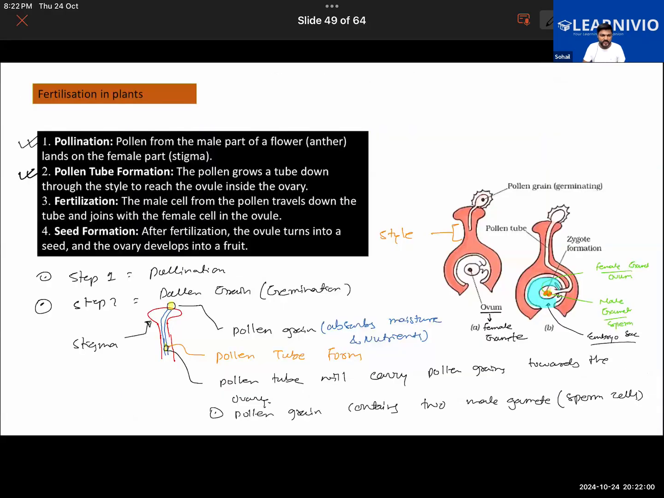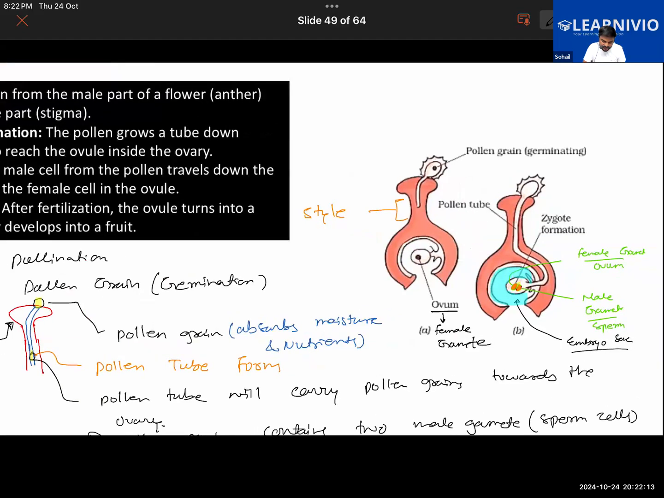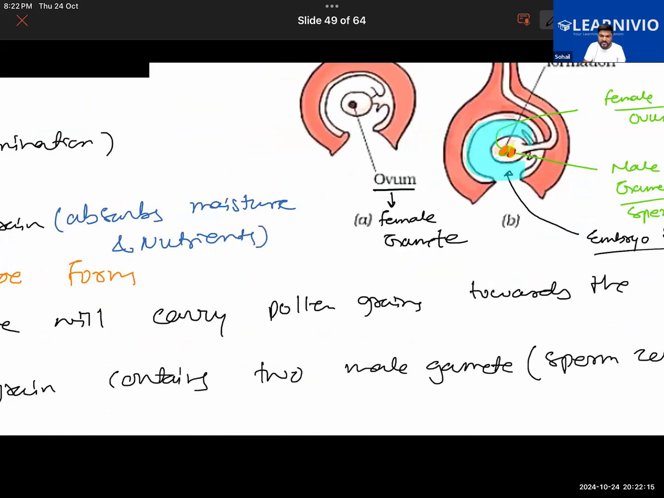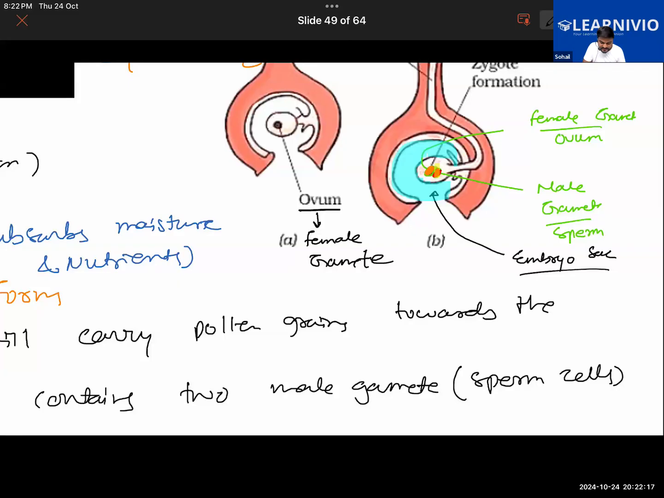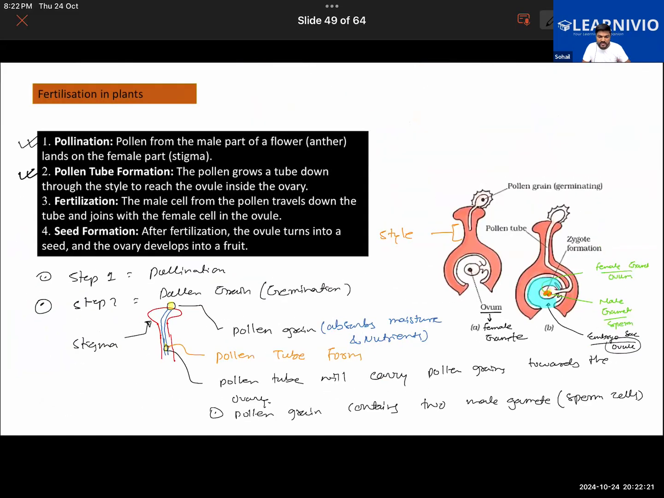Fatima and Razan, both of you understood the process of fertilization in plants, how it happens, right? Okay, so that is the case. Also, this embryo sac that you're seeing here is basically the ovule. Okay, now, let me put the screenshots here, and then we'll be continuing further.